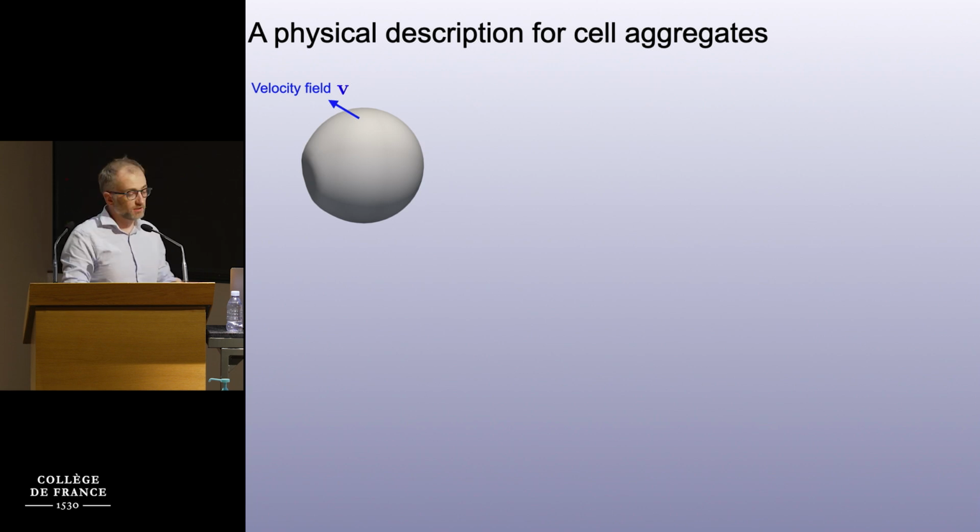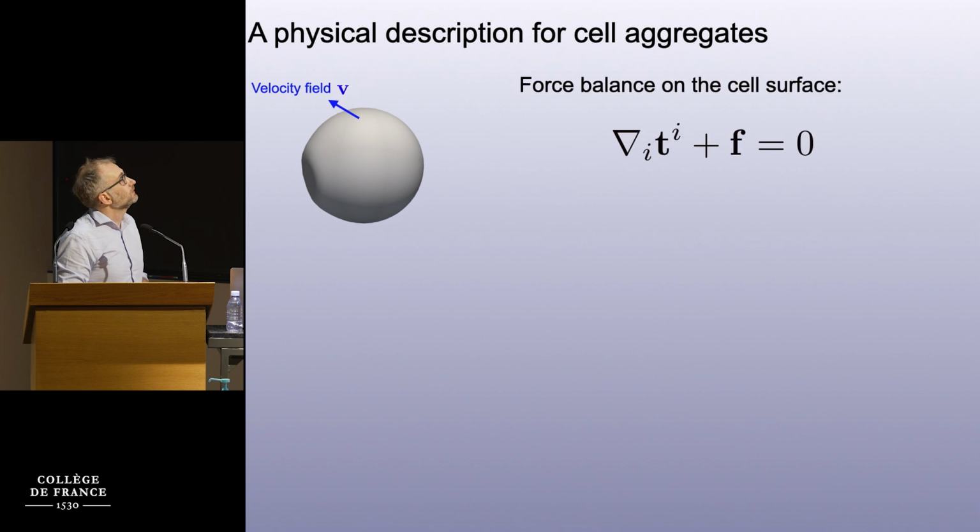So the idea of this model is it's a computational model. We describe each cell by a surface, so we only focus on cell surface mechanics. There is a flow, a velocity field on the cell surface, which is going to be determined by force balance. On a curved surface, force balance takes this form. There is a covariant derivative of the tension tensor plus the external force, which has to vanish. To specify the model, one needs to say what these forces are.